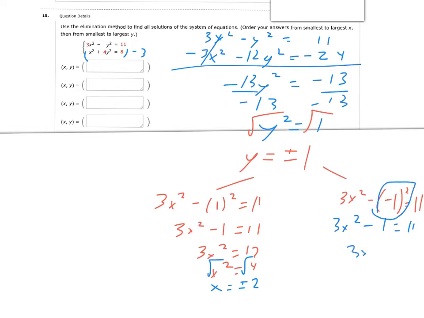Because I'm just taking care of this exponent first. And then so 3x squared equals 12. And you can kind of see that this is going to solve the same way. So I'm going to skip ahead and say x equals plus or minus 2. So that's why we have 4 answers here.